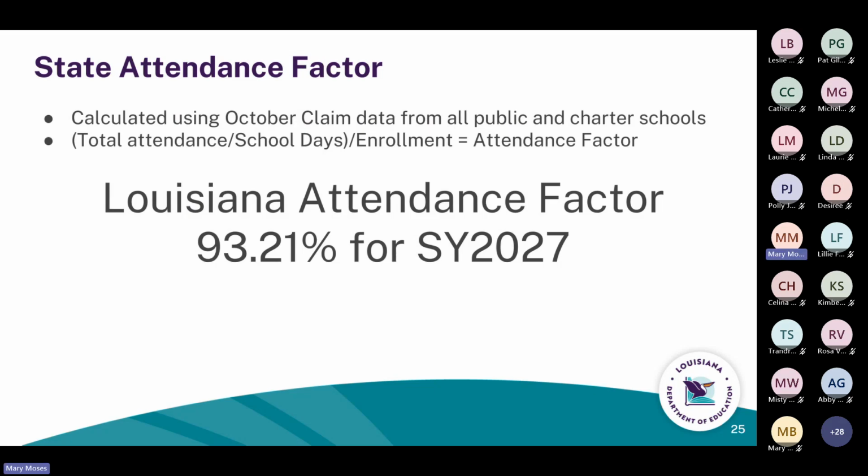State attendance factor is calculated using October claims data for all public and charter schools. It's total attendance divided by school days divided by enrollment equals attendance factor. The attendance factor for school year 2027 is 93.21%.